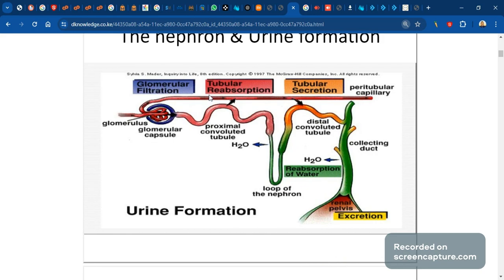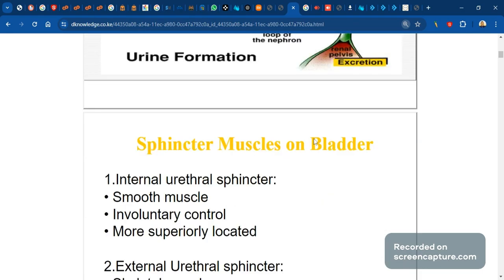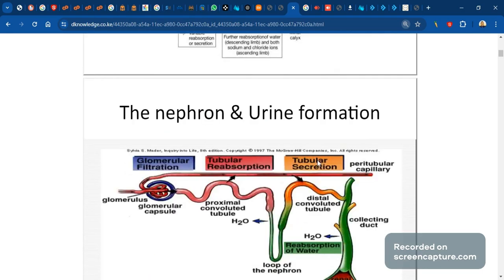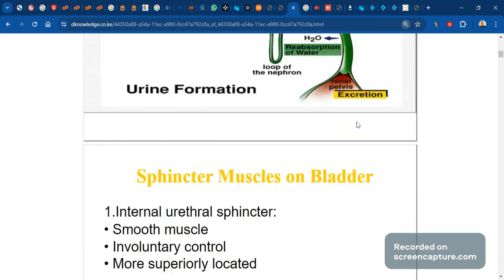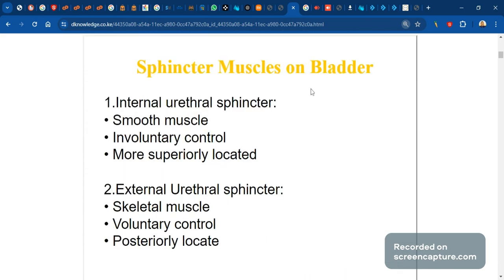So then tubular reabsorption takes place. Water is reabsorbed by diffusion, and glucose, which is important, by active transport. That's why they always have mitochondria on the membrane, and also that is why it is coiled. The loop of Henle does its work, and then the urine component gets into the distal convoluted tubule, then into the collecting duct, and then is excreted. Sphincter muscles on the bladder.